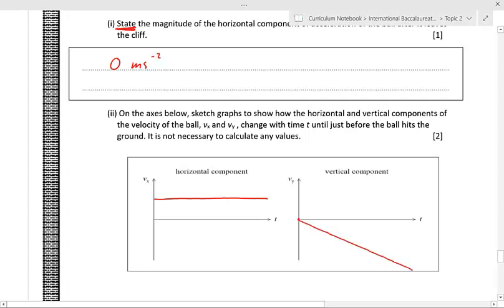And it'll be straight because the acceleration is constant, and the gradient of a velocity-time graph is the acceleration, so the gradient must be constant. Note that you got full marks if you drew a line that went upwards as well, because whether you choose up or down to be negative is a bit arbitrary.